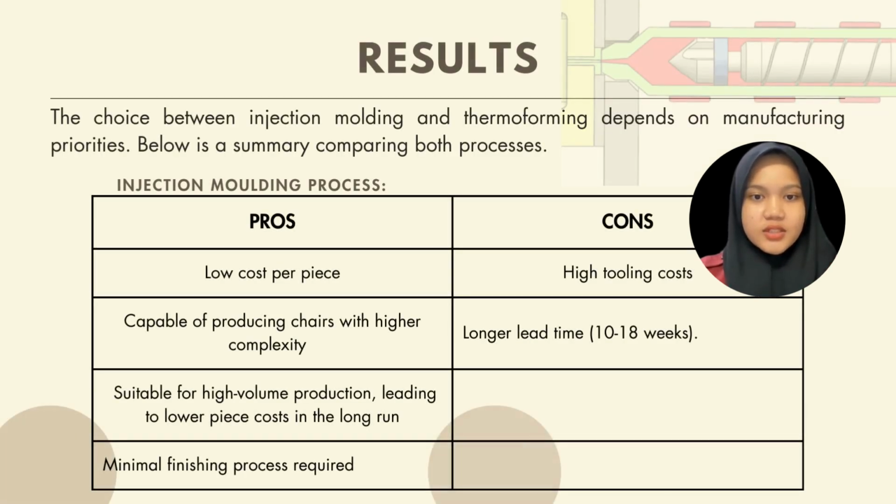We are moving to the result of this project, which is the comparison between injection molding and thermoforming. For the pros of injection molding, it has a lower cost per piece in mass production. It is also suitable for complex designs. Minimal finishing is required, as injection molding produces a smooth surface with precise dimensions. It also reduces the need for post-processing, which saves time and material.